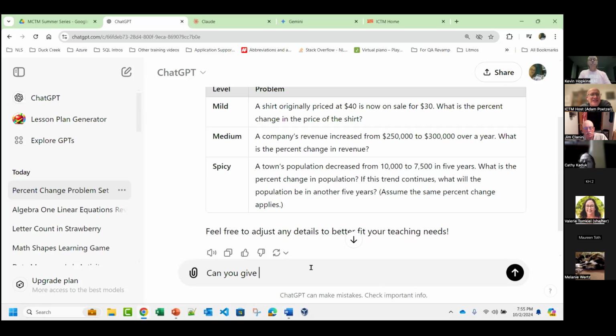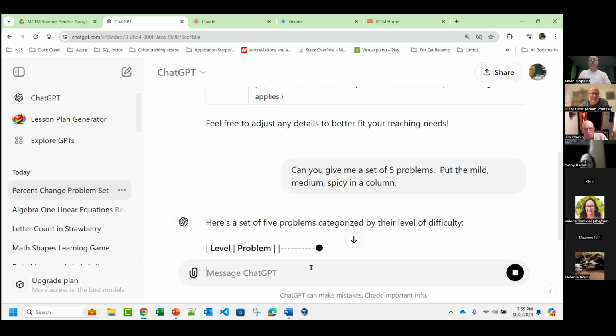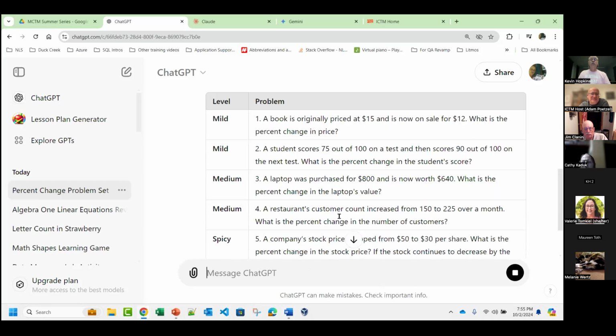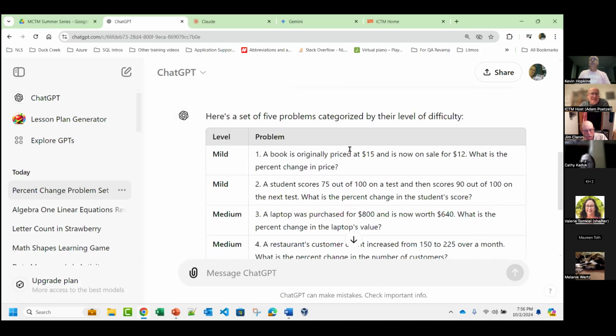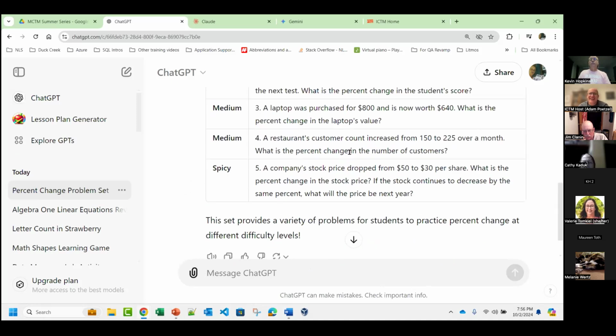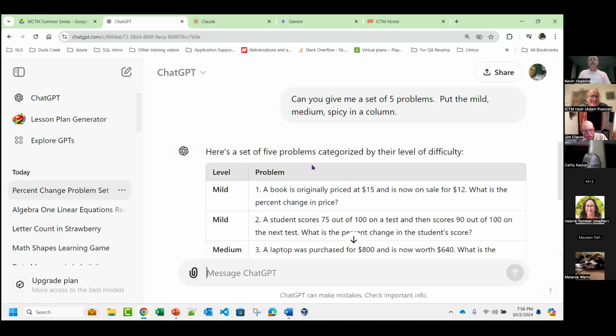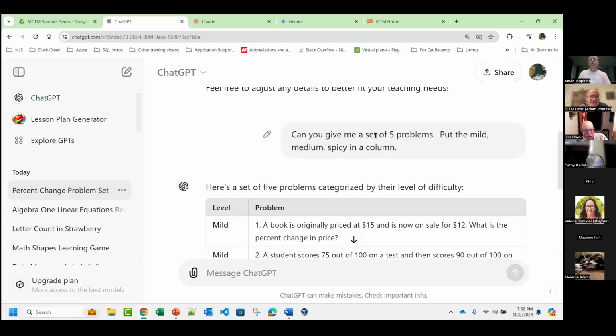Yeah, you can say maybe give 3 of each or something. Like give me 3 of each and put them in columns. So Melanie says, yeah, 3 of each would be good. We'll see. So give me a set of 5. Well, it still didn't get mild, medium, spicy. So mild, medium, medium, spicy. Well, it didn't do 5, but they can do what you asked it to. It gave you 5. Okay. Well, I wanted a set of 5 problems.